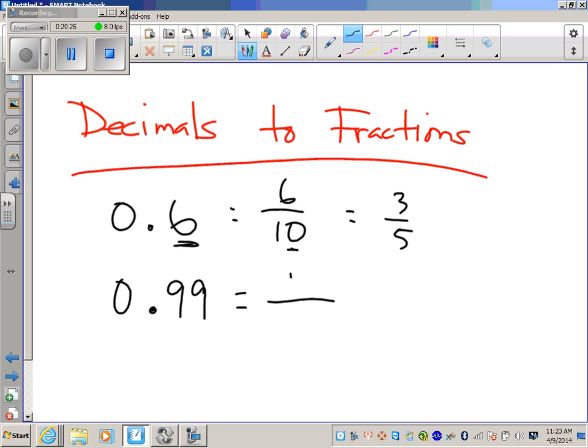So 99, we know is going to go on top. The question becomes what goes on the bottom. 100. And your 99, the furthest place it goes is your 100th place. So what this really is, 99 hundredths.